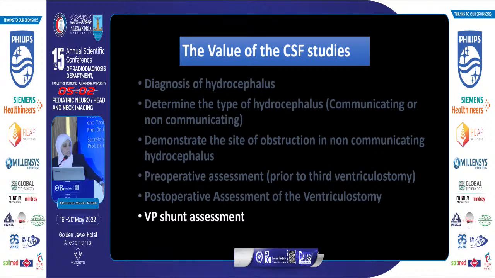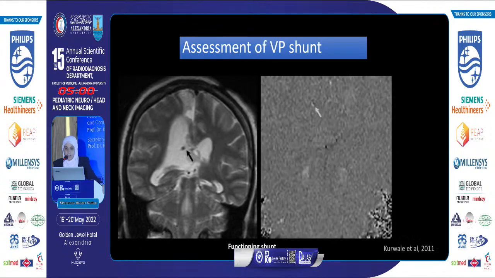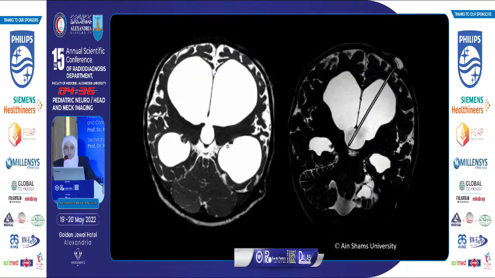ventricular shunt assessment. In this coronal T2, we can see the shunt here. By phase contrast, we can see a bright signal demonstrating flow. However, I can't rely upon the phase contrast image, as the flow within the ventriculoperitoneal shunt can be interrupted in a normally patent shunt. So I can't rely on functional assessment alone. I should again go to the high resolution 3D sequences.